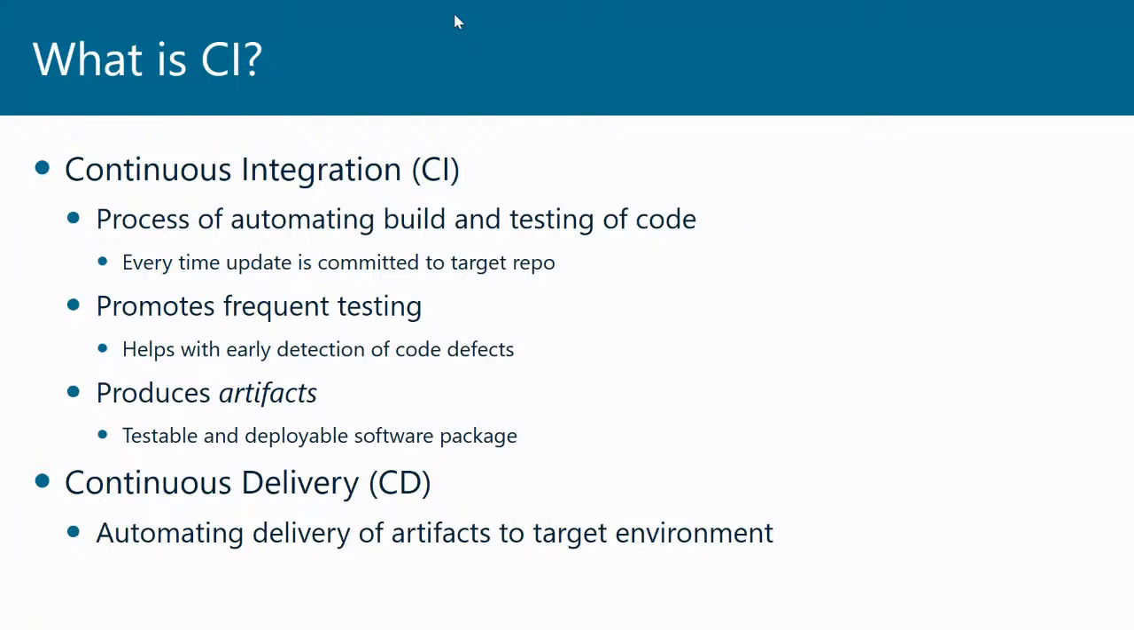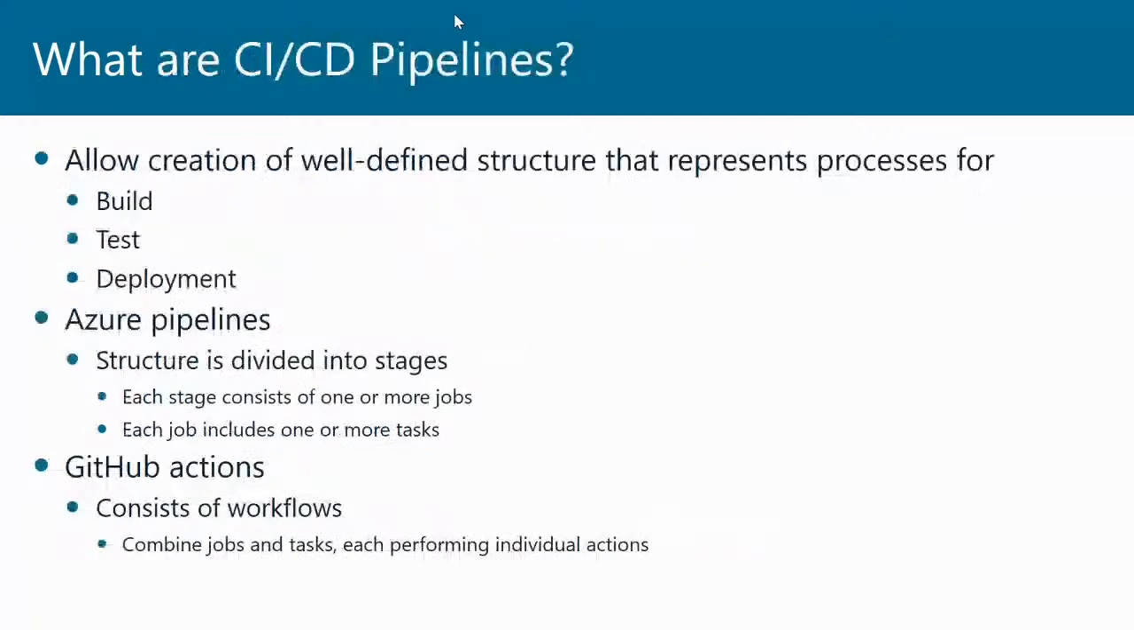Now, what gets produced from CI is artifacts, which are testable and deployable software packages. And continuous delivery, the CD part of CI/CD, automates the delivery of the artifacts to the target environment. So these are some of the definitions of the terms that you should know going into this session. I mentioned the term pipelines a moment ago, now that we've discussed what CI/CD is. So what is a CI/CD pipeline in particular? This allows the creation of a well-defined structure that represents processes for building, testing, and deploying.